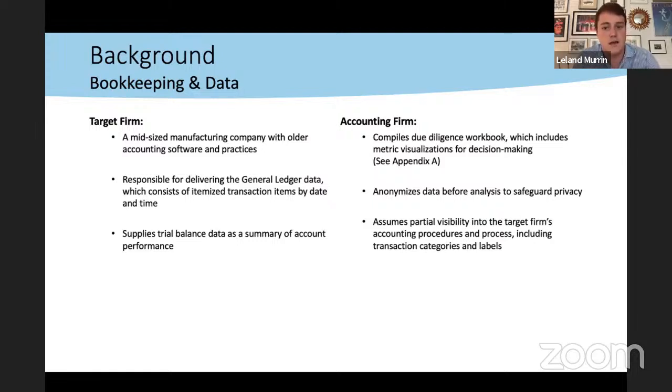The accounting firm also anonymized this data before this analysis to safeguard privacy. I did not sign an NDA, so it definitely needed to be anonymized before it was given to me, or to some extent safeguarded in some general way. And then I also anonymized it further to make sure that there's just no chance that any proprietary data is passed along publicly. And so the accounting firm here assumes some partial visibility into the target firm's procedures, accounting processes and transaction category labels and everything.